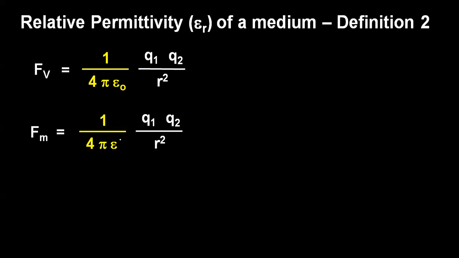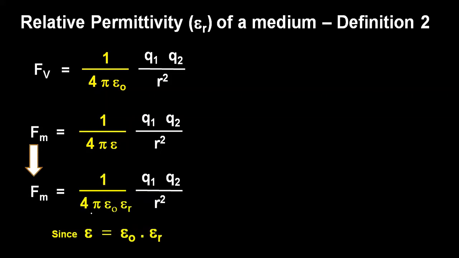Now we know epsilon can be written as the product of epsilon naught and epsilon r. Already we have seen it on the earlier slide. Therefore, I can rewrite this formula as F sub m is equal to 1 by 4 pi epsilon naught into epsilon r into Q1 Q2 over R square, because epsilon is equal to epsilon naught into epsilon r. That's why I have replaced the term epsilon by epsilon naught into epsilon r.